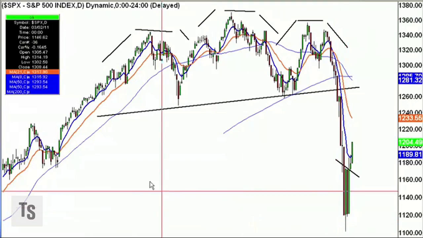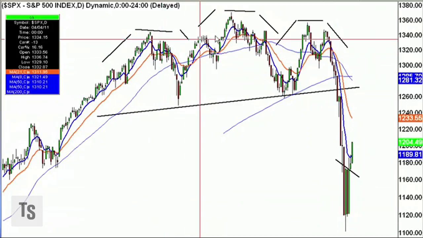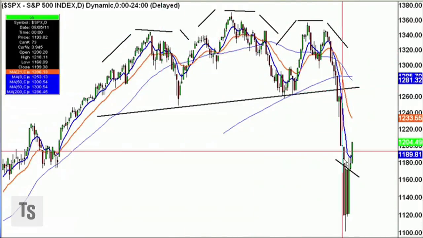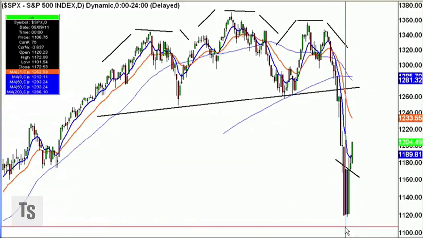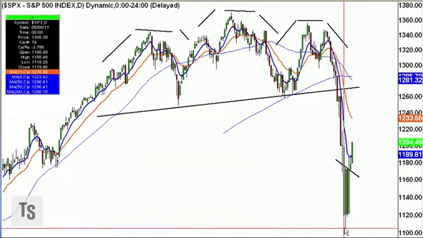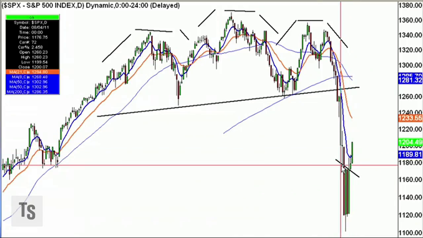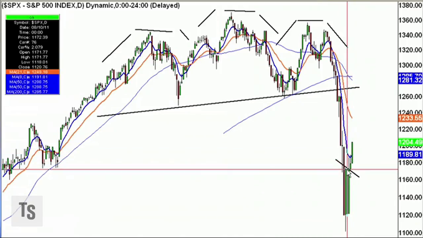This is a chart of the SPX. This was that head and shoulders pattern we went over so many times. This is when we broke the neckline. This is how we had the huge volume move all the way down to 1100. And here's your snapback from 1100 back to about 1200. This was the last area we watched when we broke above the lower pivot around 1165.